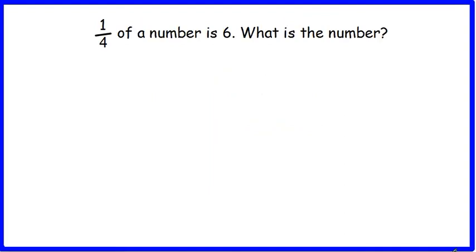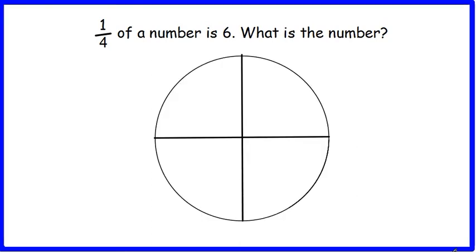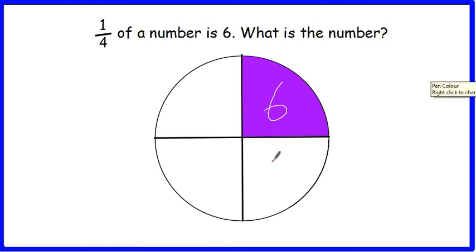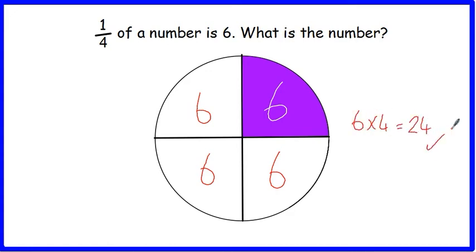1/4 of a number is 6. What is the number? Okay, so a diagram may help for this. So 1/4, which is there, that number is 6. So if one part is 6, well, all of it must be 6 times 4, which is 24.